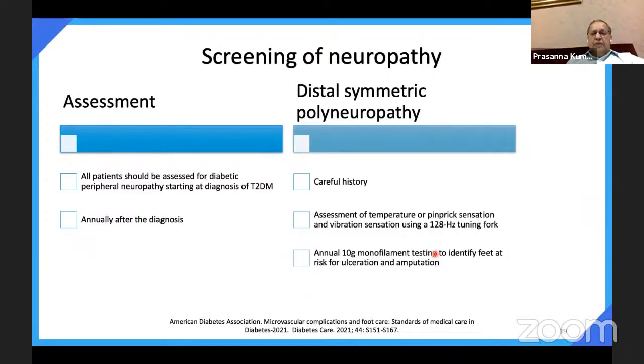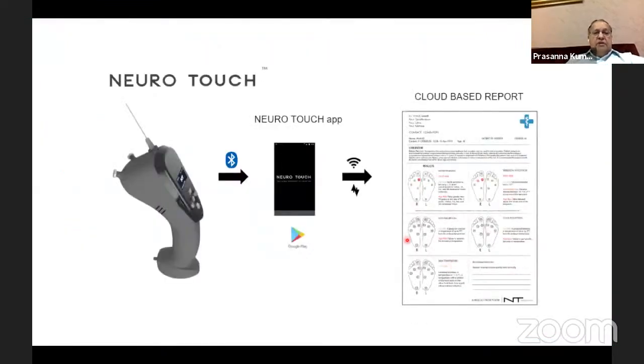So even with a pinprick or temperature, vibration sense, monofilament, this is the most important. Annual 10-gram monofilament testing to identify those at risk of ulceration and amputation. This is what I showed you already, how we can do the nephropathy albuminuria test in your clinic within minutes. Like that, this is called NeuroTouch.